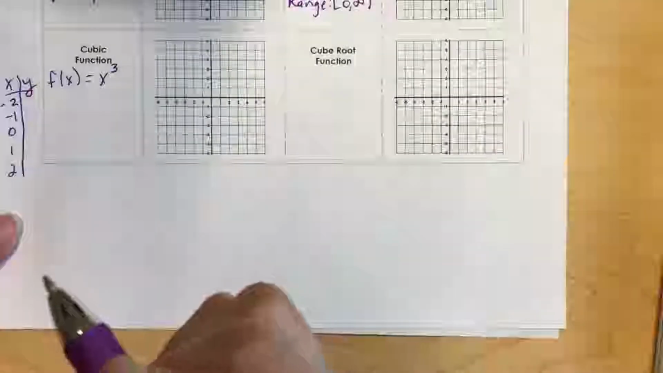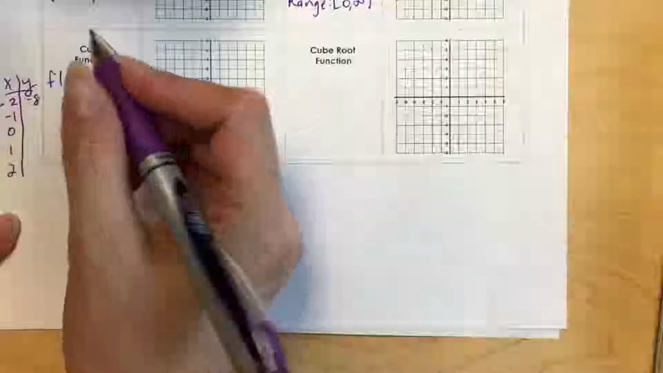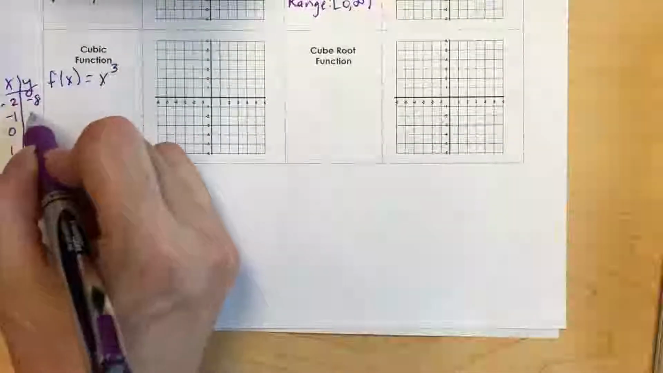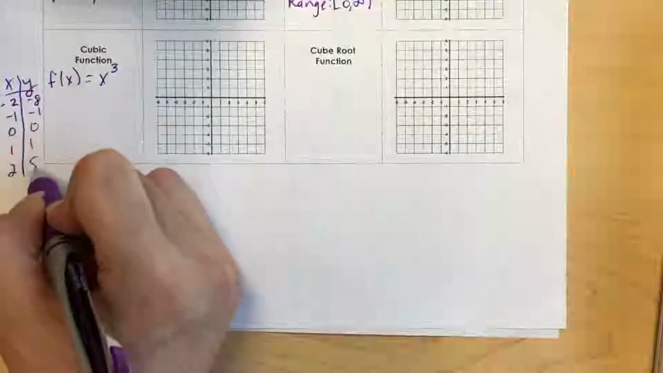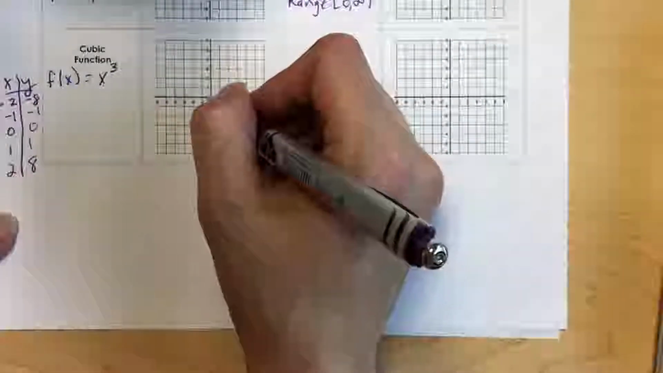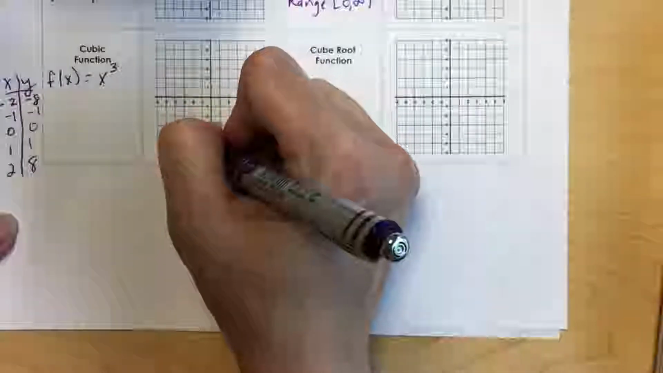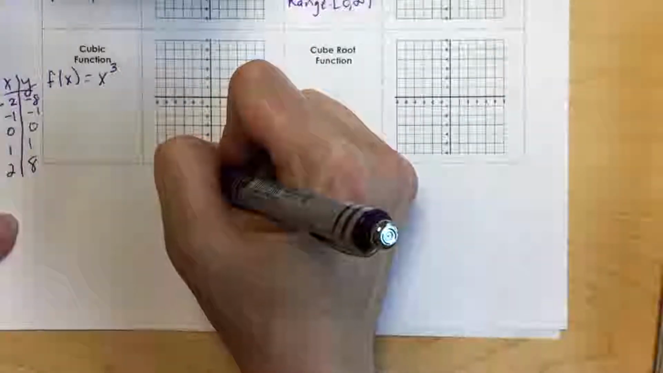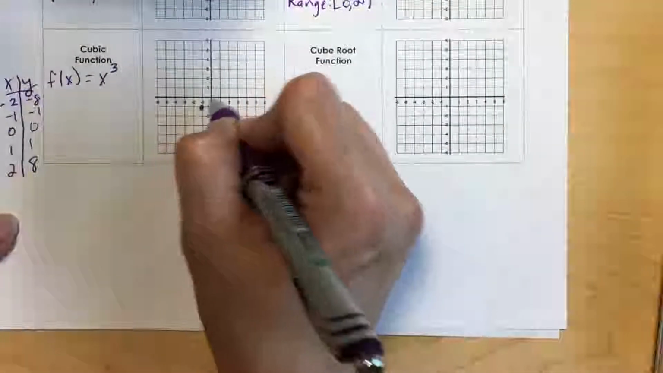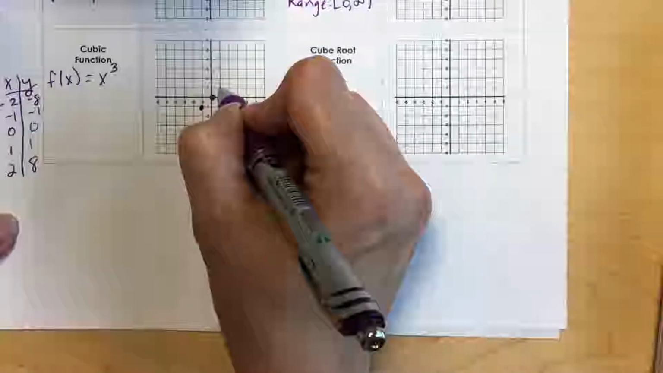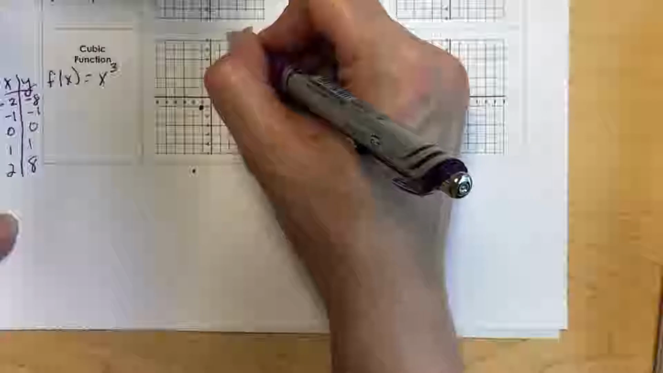If I put in -2 for x, -2 to the third power gives me -8. -1 to the third gives me -1. 0 to the third is 0, 1 to the third is 1, 2 to the third is 8. So if I plot my points over here, -2, -8. I had to eyeball some of that. Ordered pair -1, -1 is here. Ordered pairs 0, 0, +1, +1, and +2, +8. So it's going to be about right here.